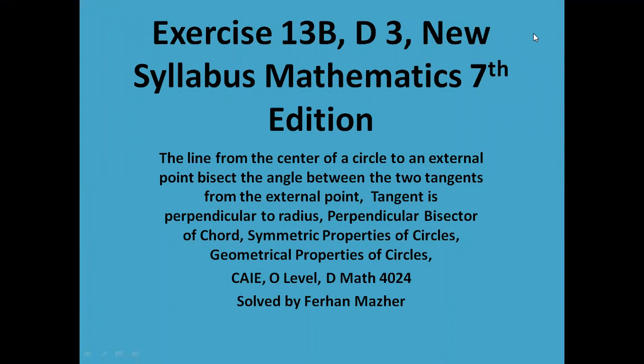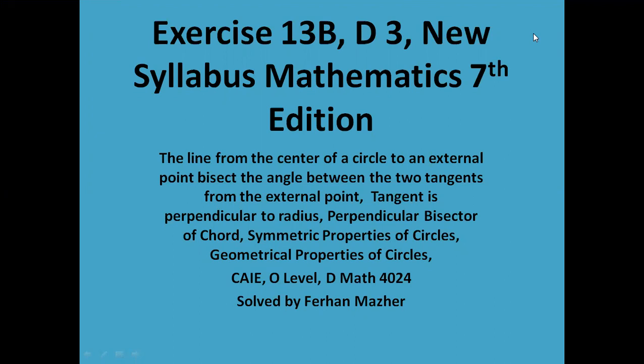Today we are going to work on two properties. One is that the tangent and the radius are perpendicular to each other. The other is that the line joining the center of the circle with an external point from where the two tangents are drawn onto a circle bisects the angle at the center, and it also bisects the angle between the tangents.